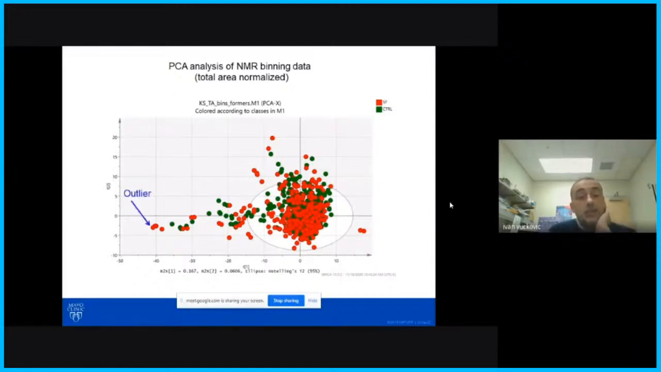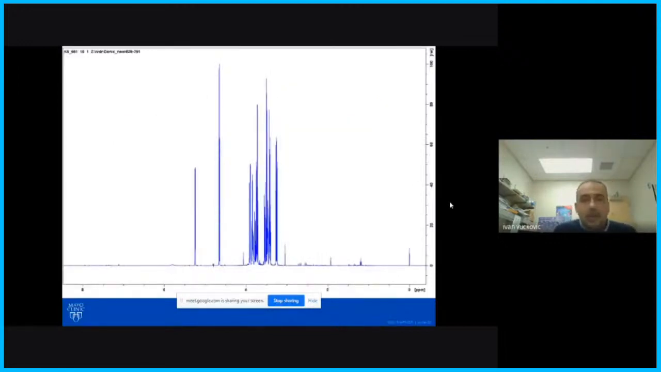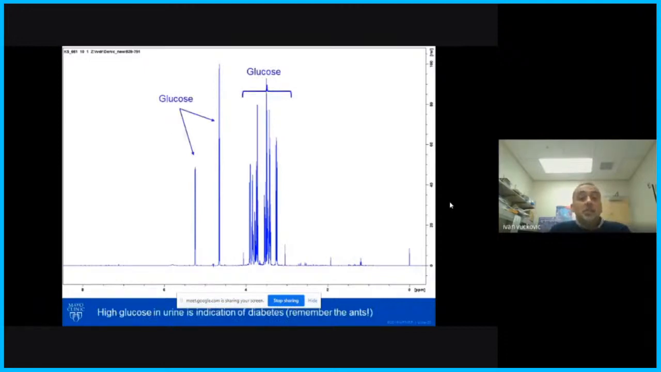For example, the one that is most obvious is this one. If you check the spectrum of this outlier, this is how it looks. Some of you, Ubica for sure, can recognize these peaks, maybe from plasma samples. This is glucose, and glucose at this concentration should not be present in urine. If you see it, that's always an indication of diabetes. So this sample obviously contains something far different from the others and should be excluded.